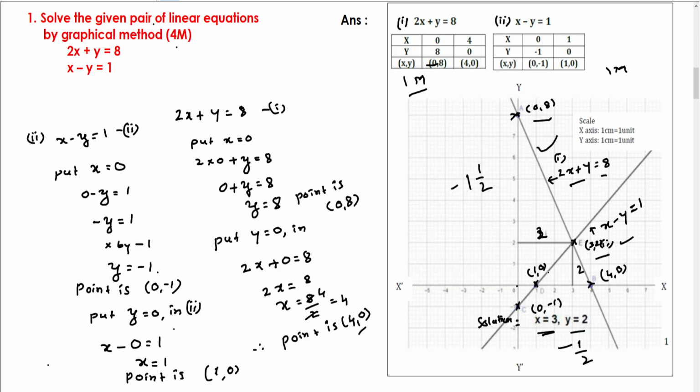For drawing this graph, showing everything, both the lines intersecting and the point of intersection, you will get 1.5 marks. And for writing the solution, you will generally get half a mark. I hope you understood the method. If you don't understand, rewind it and watch it again and again, and you will understand it clearly.